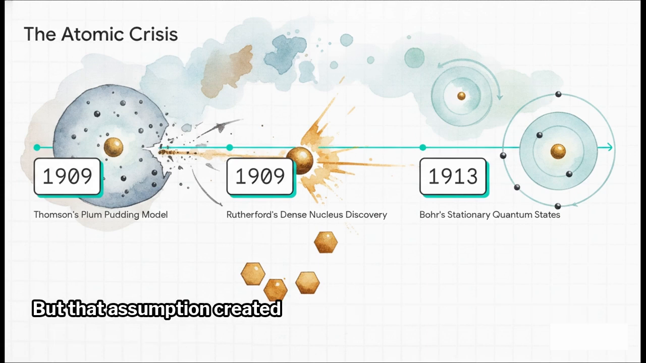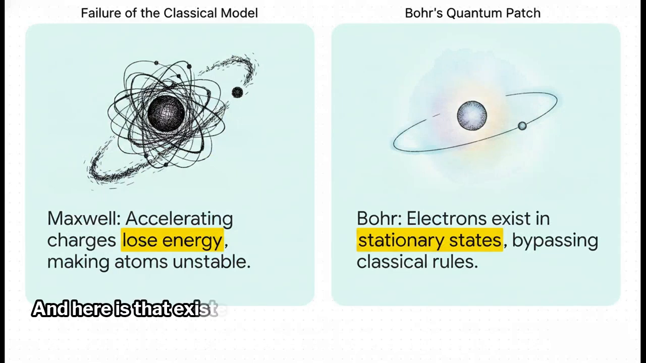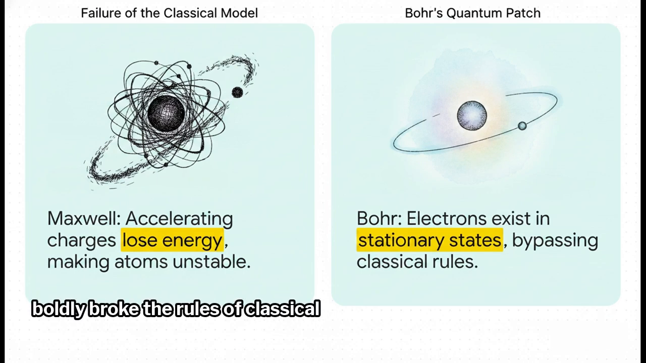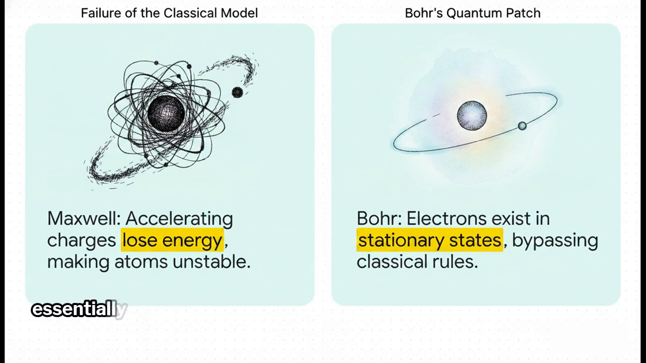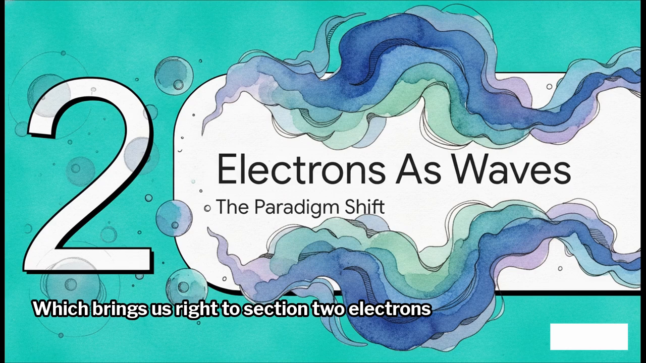But that assumption created a massive problem, which Niels Bohr eventually had to patch up in 1913. And here is that existential crisis. Under James Clerk Maxwell's widely accepted theory of electromagnetism, any charged particle accelerating in a circular orbit has to emit radiation and lose energy. So if an electron was actually orbiting like a planet, it would spiral into the nucleus in less than a trillionth of a second. Literally, matter shouldn't even exist. So, to fix this, Bohr just boldly broke the rules of classical physics. He proposed this quantum patch, essentially saying that electrons are locked into stationary states where classical electromagnetism just straight up doesn't apply. Which brings us right to Section 2, electrons as standing waves.